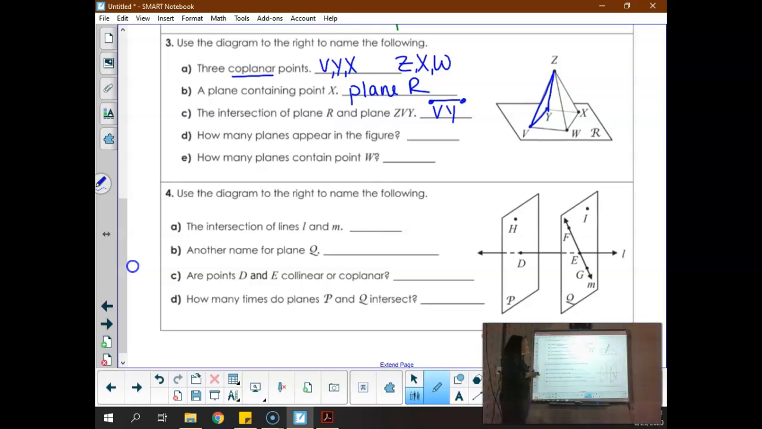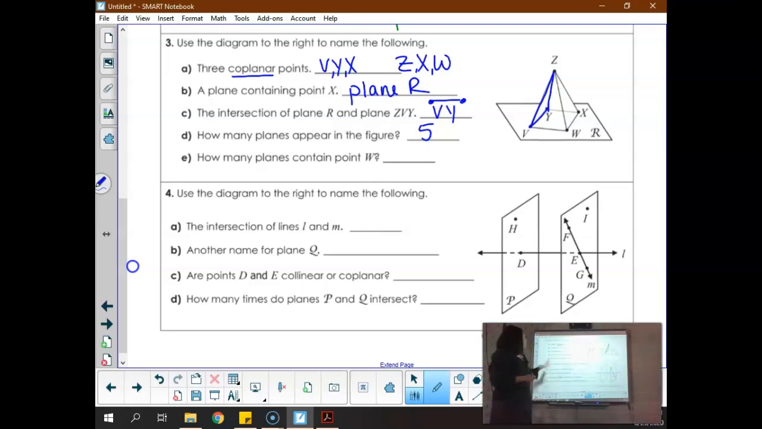Part D, how many planes do you see in this picture? So personally, I would say I see 5. 1 for the bottom, and then 4 for each of those sides to the pyramid. Now the reason it's not 6, and 6 is a really common misconception, is because the bottom of your pyramid is still on plane R. You do not consider them 2 different planes because they are one and the same.